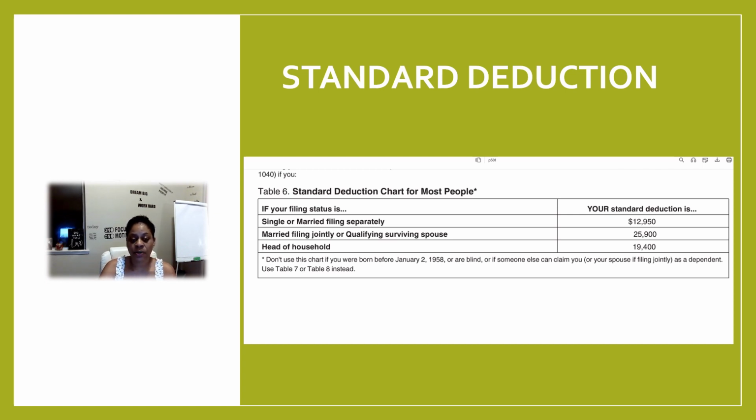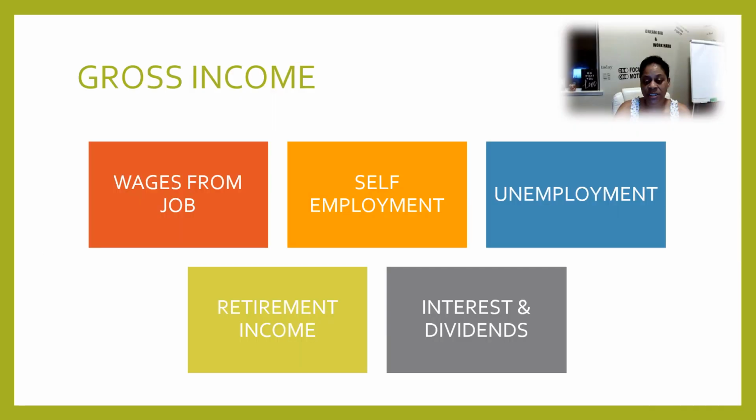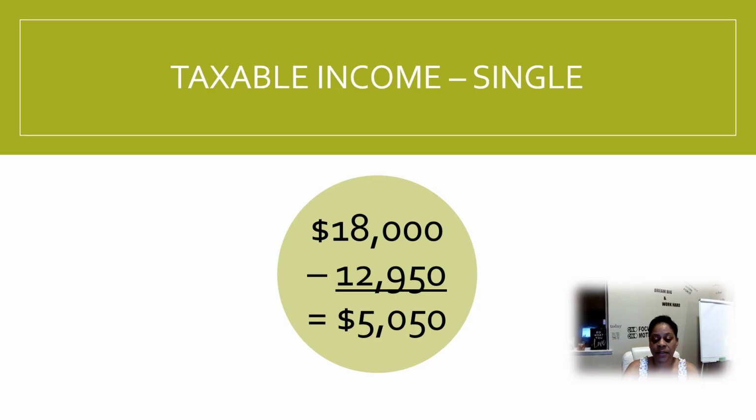All right, so you figure out your standard deduction and your gross income. Your gross income is all income. It could be from wages from a job. It could be from self-employment, unemployment, retirement income, interest and dividends. You add up all of your gross income for the year, and you are going to subtract your standard deduction.